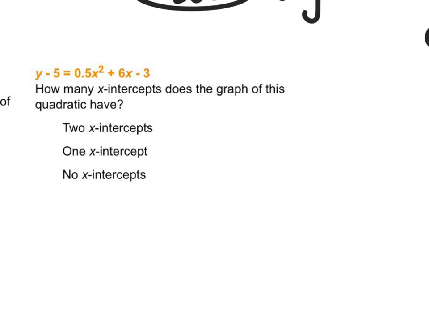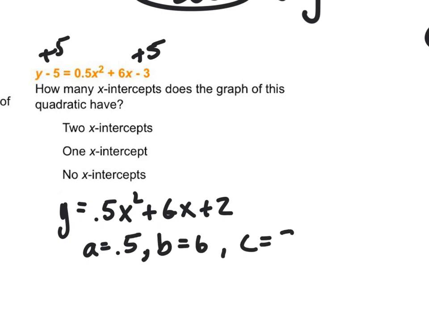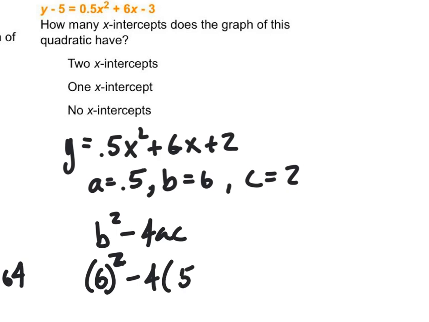So let's do this. Let me just go ahead and add 5 to both sides here. I'm going to get y is equal to 0.5x squared plus 6x, and then plus 2. So my a value is 0.5, my b value is equal to 6, and my c value is 2. So if we do the discriminant, let's do b squared minus 4ac. We want to do 6 squared minus 4 times 0.5 times 2.